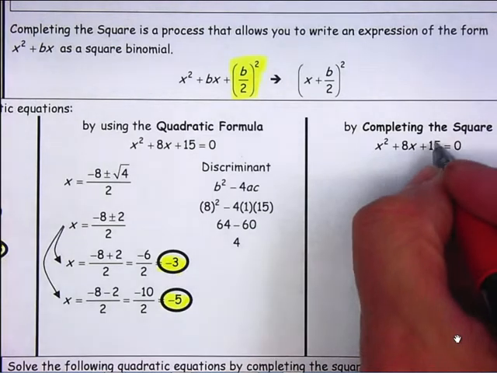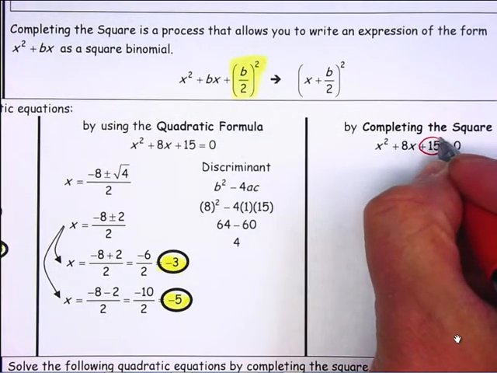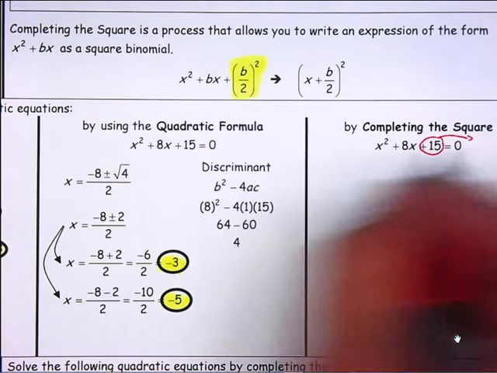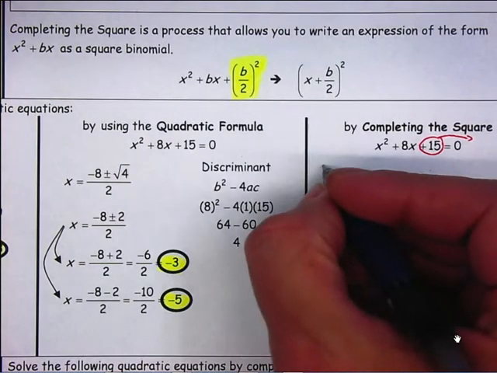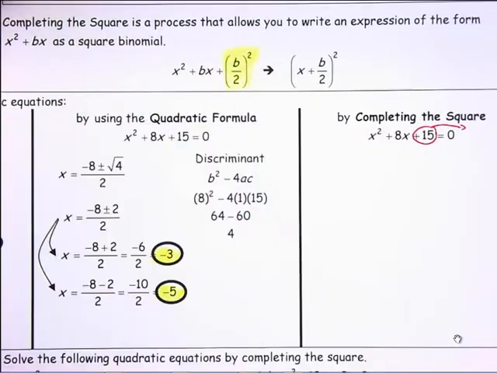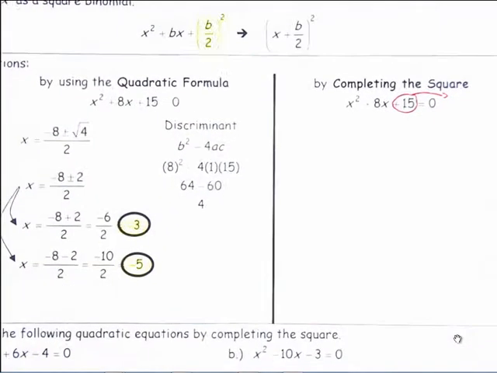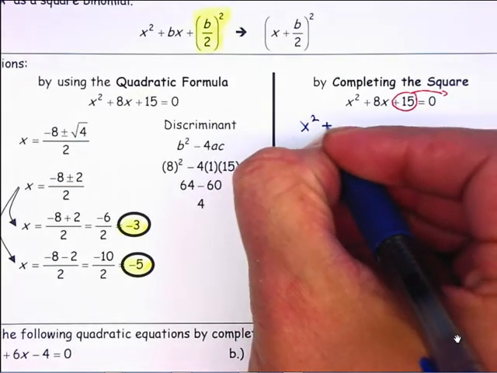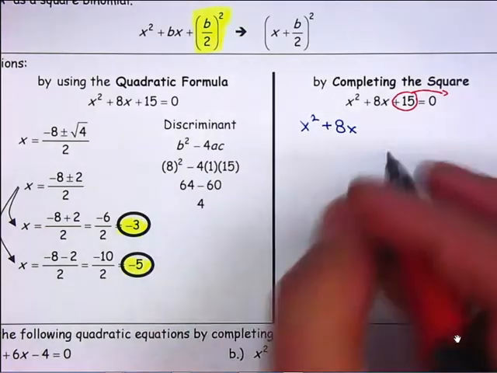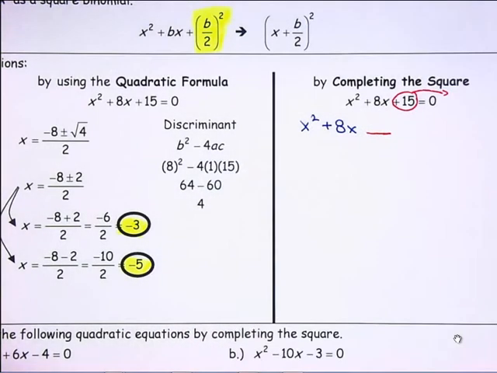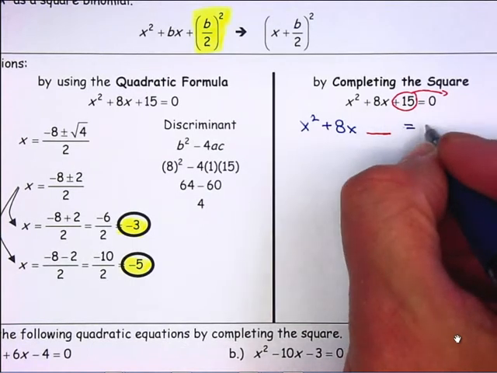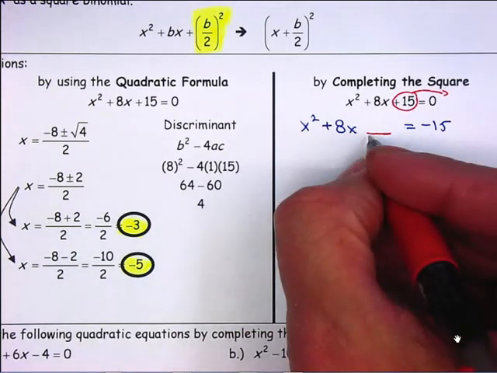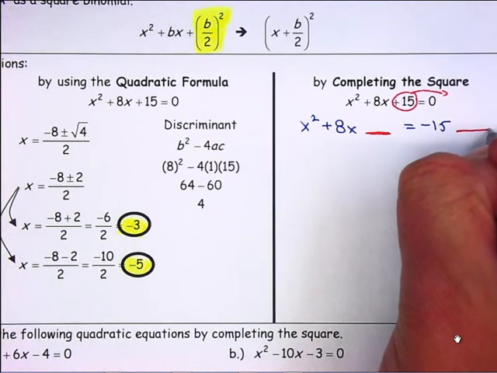First, we want to move the 15, the number, to the right. We want to leave the x's on the left and the number on the right-hand side. We are going to have x squared plus 8x. We are going to leave some space so we can complete the square. And we're going to move the 15, it becomes a negative 15 on the other side. And when I complete the square, I need to do the same thing to the other side.